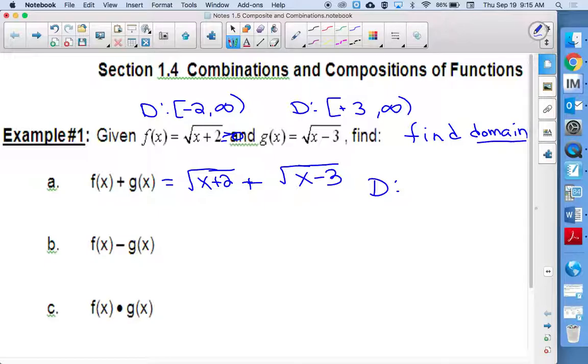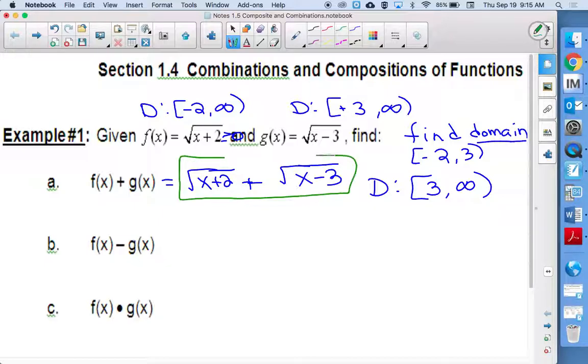Bracket -2, 3, so you're making it too hard. Bracket positive 3, infinity, parentheses. So Colin said negative 2 to 3, and then he said 3 to infinity. Why can't you use negative 2? Why can't you use negative 2? Because it doesn't apply to the positive 3.